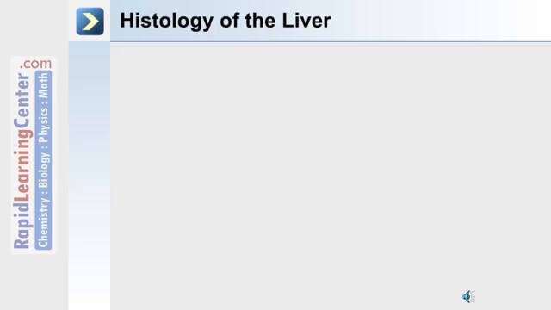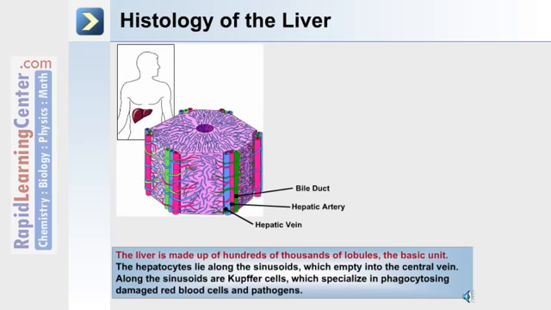The histology of the liver. The basic unit of the liver are lobules, and the liver contains hundreds of thousands of them. Shown in the diagram is the arrangement of a lobule, with the bile duct, the hepatic artery, and the hepatic vein. The hepatocytes lie along the sinusoids, which empty into the central vein.